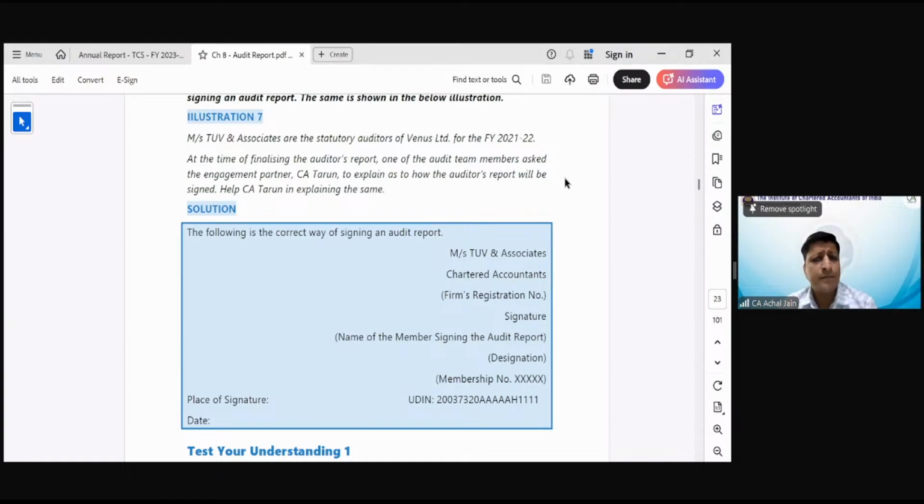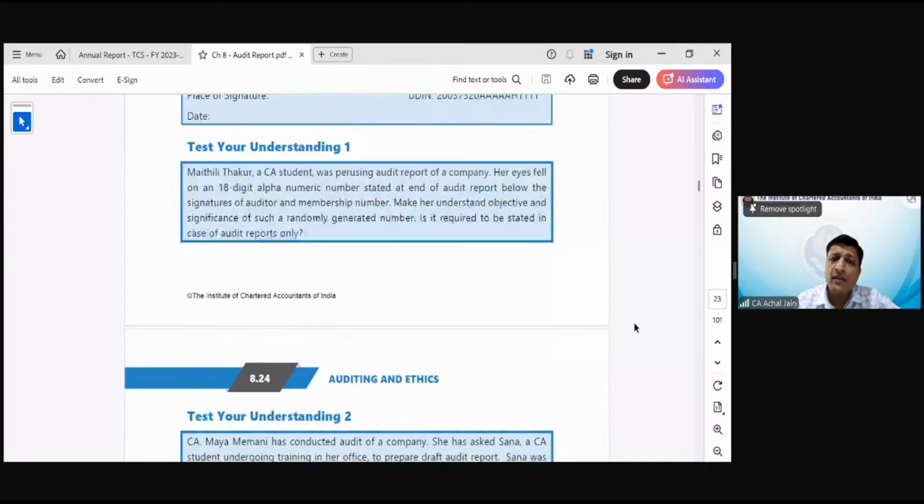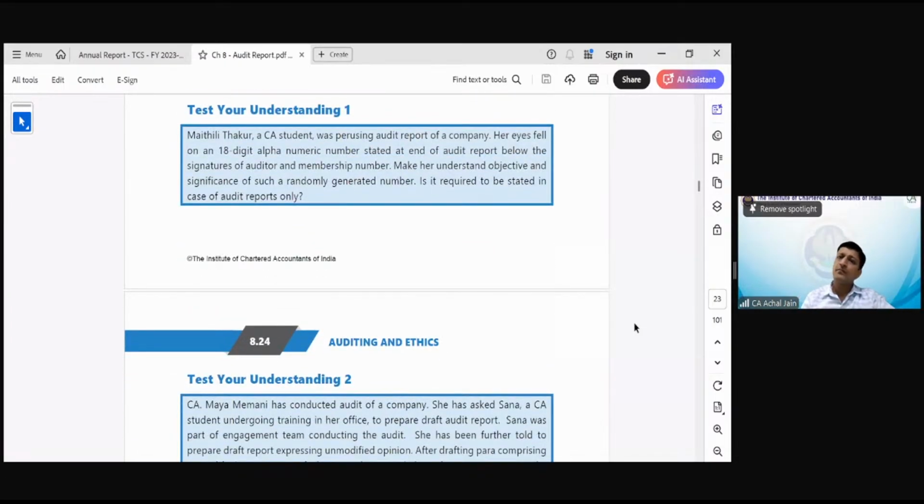Okay. So now, how do you sign this? First of all, firm details, firm registration number, then the partner who is signing, his designation, his membership number will be specified, date and place has to be there, and of course, UDIN. Okay, so this is how it's required to be done always. Clear? All right, so now let's look at some examples.